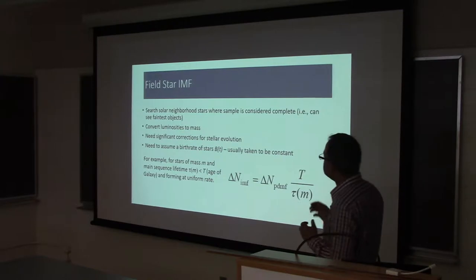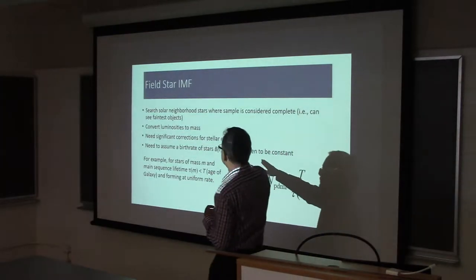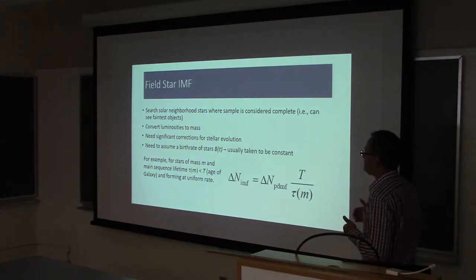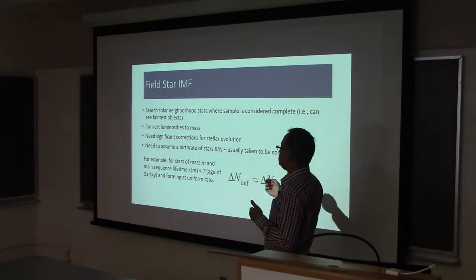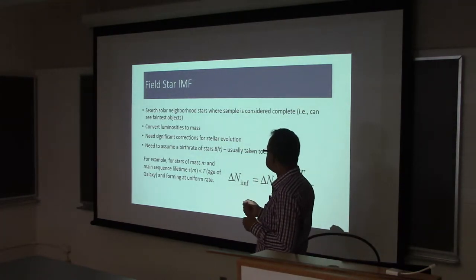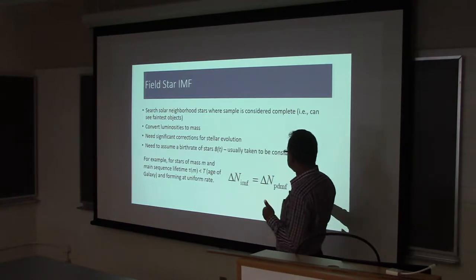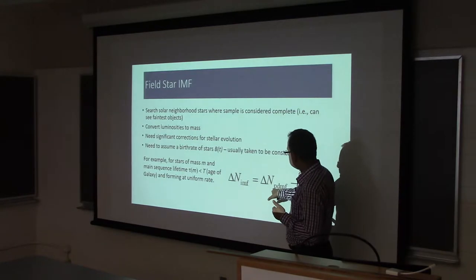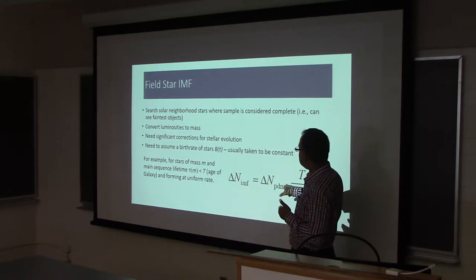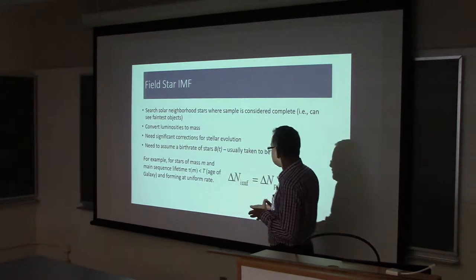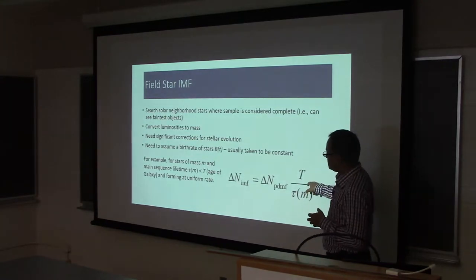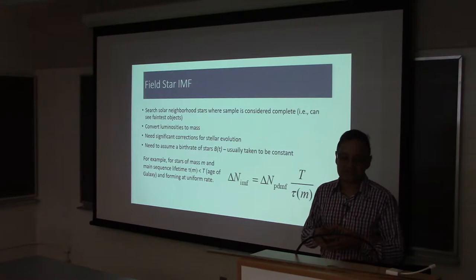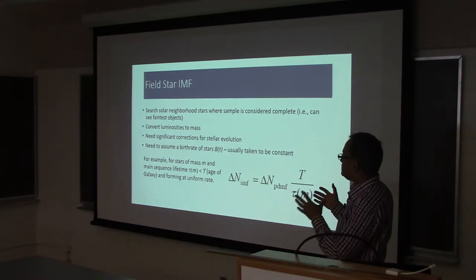And so, for example, if you do believe that this birth rate function is constant, then for at least those stars whose main sequence lifetime is less than the age of the galaxy, you can make a simple formula conversion of the number that you actually observe, the present-day mass function. And you can convert that into what you consider the initial mass function by simply taking this ratio of the age of the galaxy over the main sequence lifetime. So that works for at least a part of the IMF.